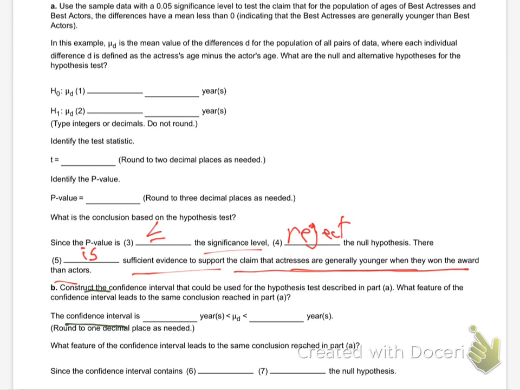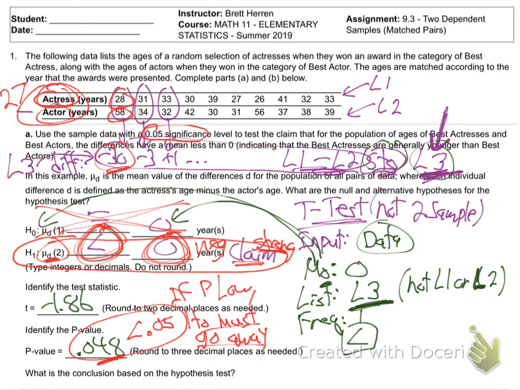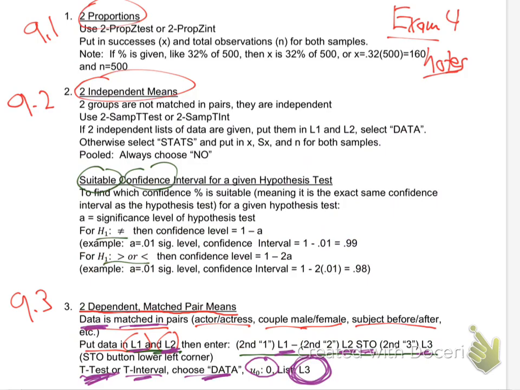It says construct a confidence interval that could be used. In other words, the same kind of confidence interval. Well, we've got to figure out our percentage. Remember how we did that? Let's go to the notes. Suitable confidence interval. Well, it depends if you have an H1 not equal to, or greater than, less than. What's our H1? Our H1 is less than. So if your H1 is greater than or less than, the confidence level is 1 minus 2a.